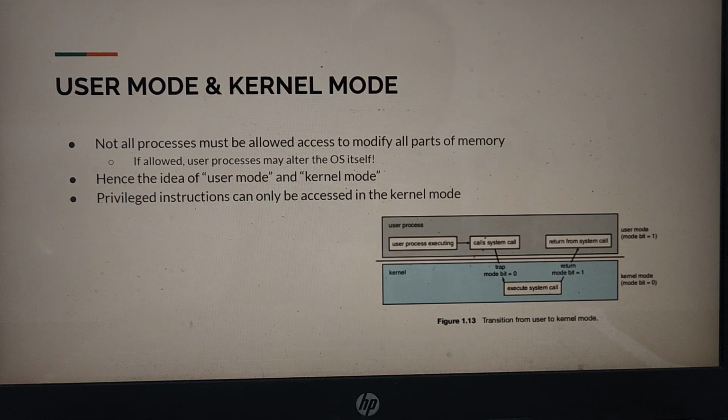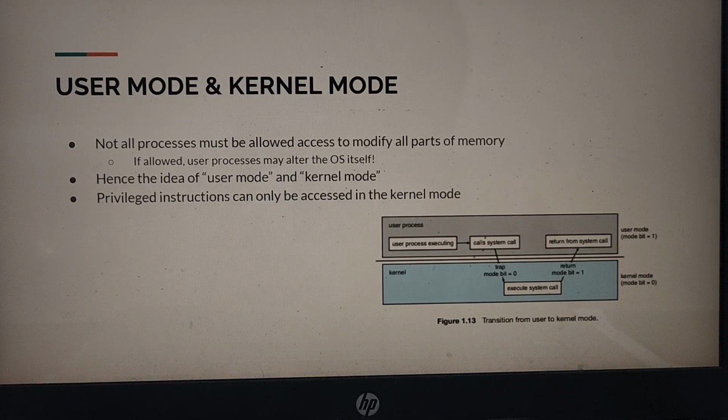So for every process there is some amount of data or some locations of memory which it should be allowed access to, and there are parts which it should not be allowed to touch. So every process should not be allowed to access every part of the CPU's resources or the memory. So we have something called user mode and kernel mode.